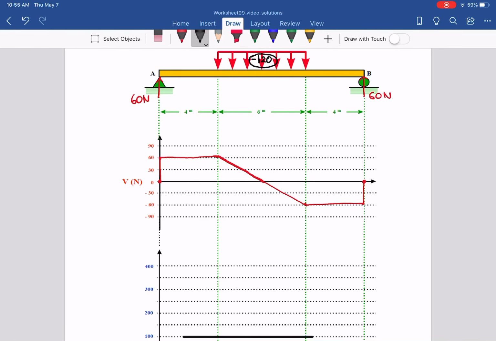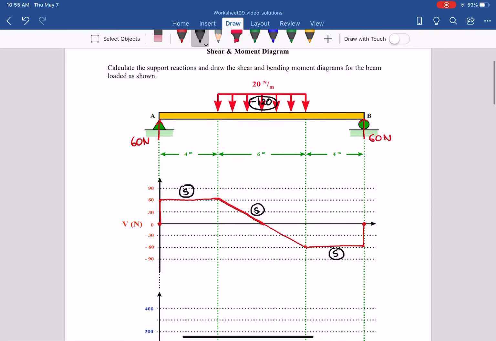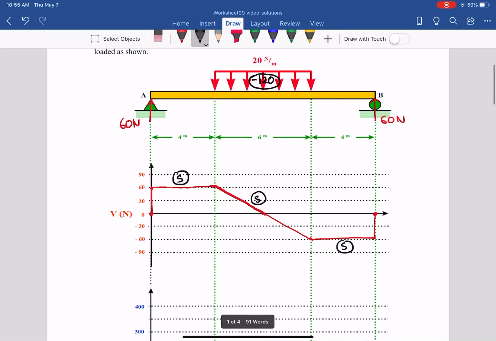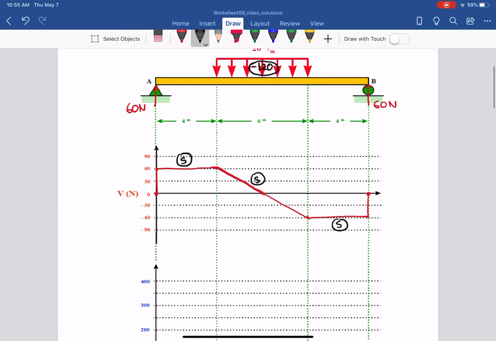And we can go ahead and write out the shapes: this is a straight line, this is a straight line, and this is a straight line. With no distributed load, the shear will be horizontal, the same shear throughout the first 4 meters and the last 4 meters of the beam. In the middle 6 meters, with the 20 Newton per meter uniform distributed load, the shear will have a continuous change, so it will be a straight line sloping.